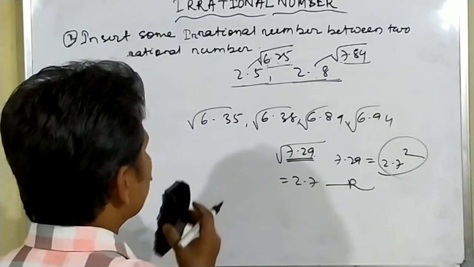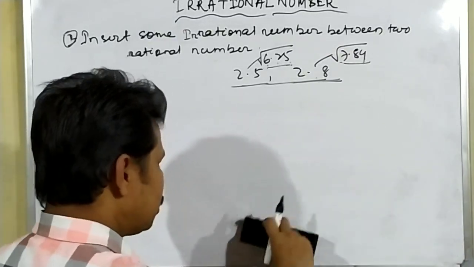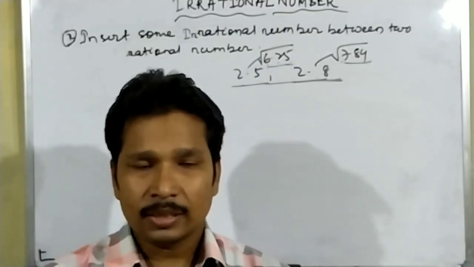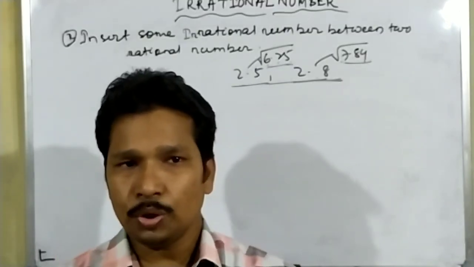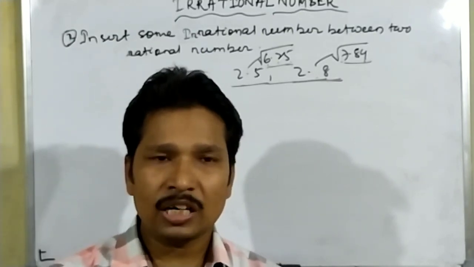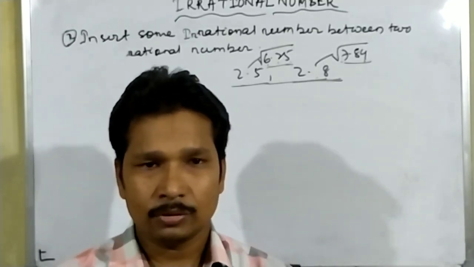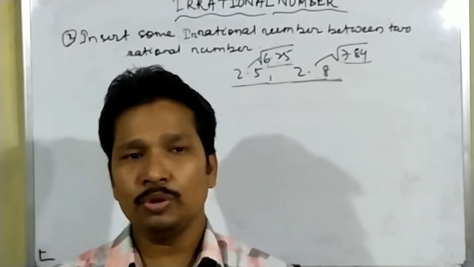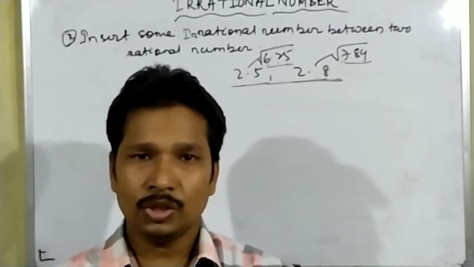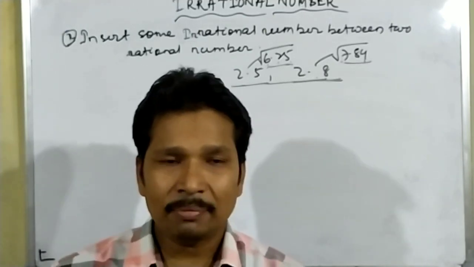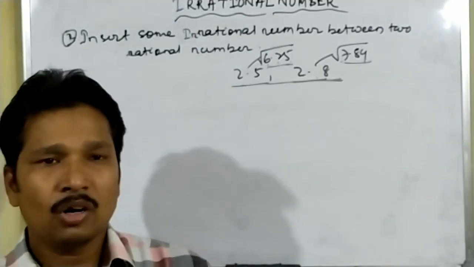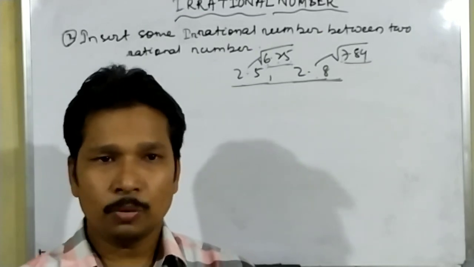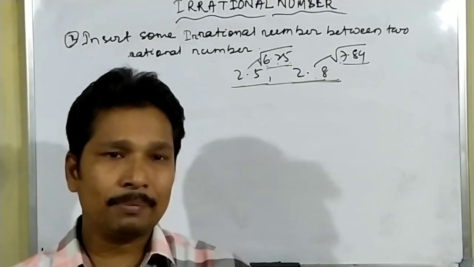Complete. So in this way we can find some irrational number between two irrational numbers, some rational number between two irrational numbers, and some irrational number between two rational numbers. And some rational number between two rational numbers we have already learned in the chapter of rational numbers. So here we have completed all the units of the chapter. Please watch those videos properly and perfectly.